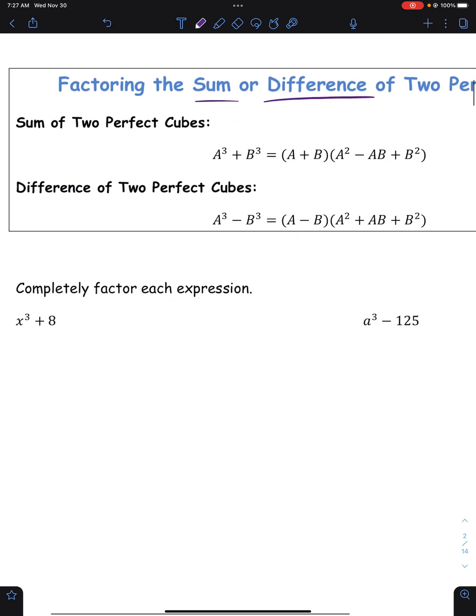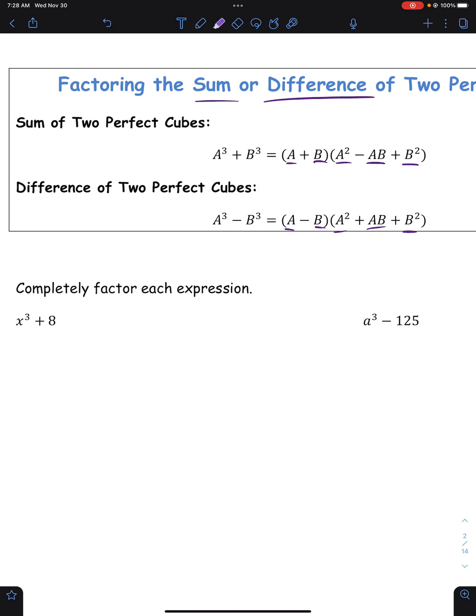Just take a second, look at them, and see if there is an easy way to memorize these formulas. I'll tell you what I do. The biggest thing I think you need to memorize is that the order is always the same. There's A, then B, A squared, AB, B squared. Once you get the order of that down, it's pretty easy from there.